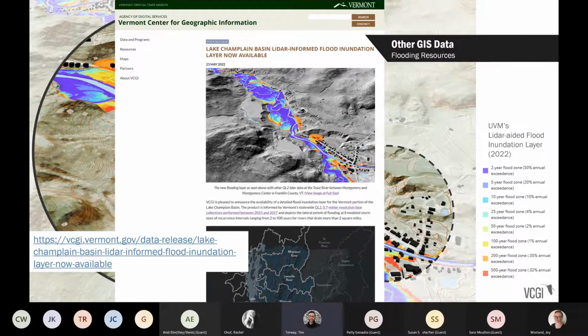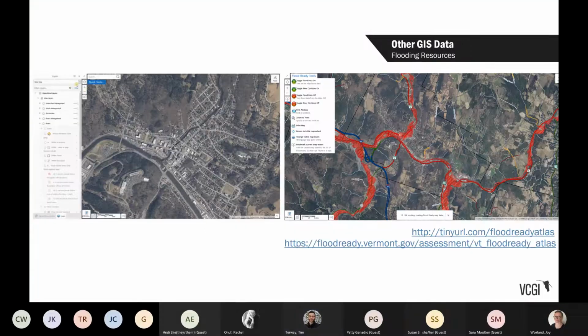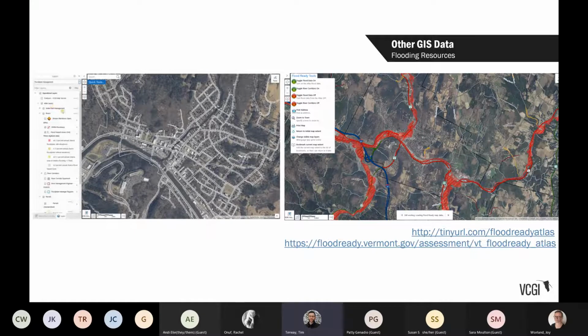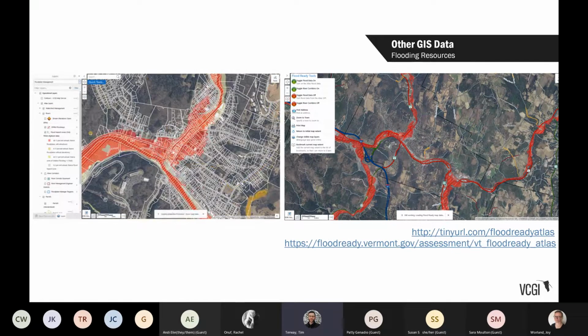And when we have big data releases like this, we typically post them on our news page of vcgi.vermont.gov, such as this example here, and that links all the commonly asked questions and details associated with the product at hand. So this is just another example of where to go and find and learn about something as we make it available. As I mentioned before, there are websites and tools that are out there specifically devoted to help people find and understand their relative flood exposure.